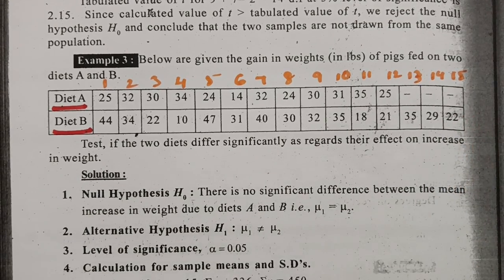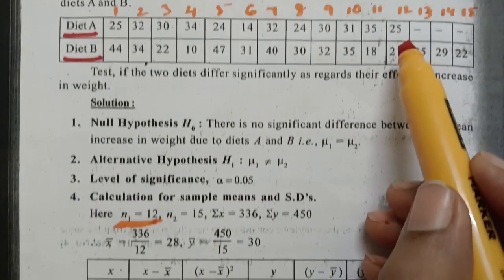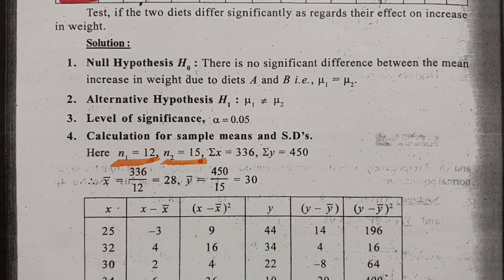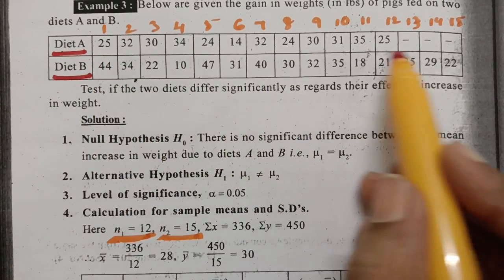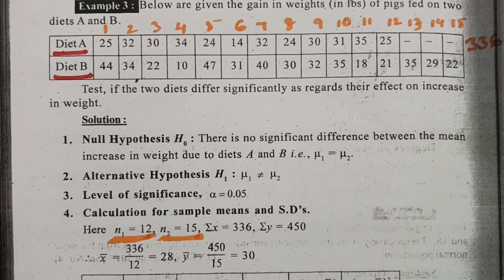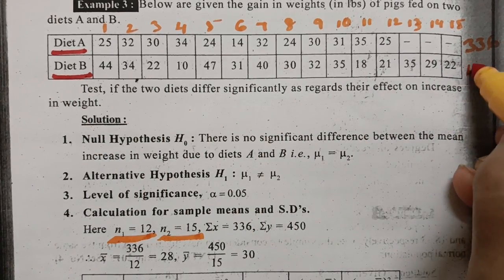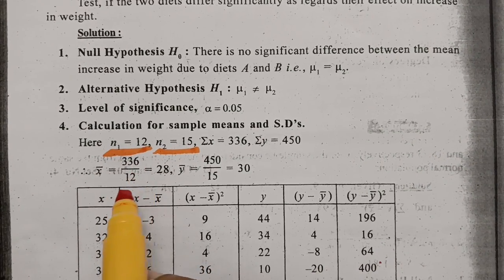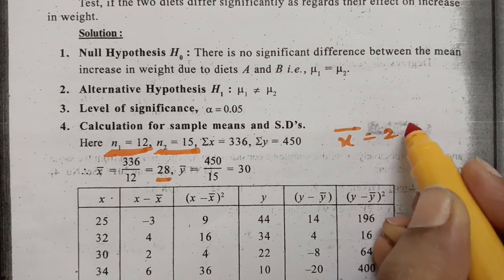And for diet B, sample 2 has 15 values. So n1 is equal to 12 here, with values up to 12, and for diet B we have values till 15, so n2 is equal to 15. Now sigma x: we add up all these values, and after addition the value is 336. For diet B, after adding all these, the value is 450. Now we have to find the means. The mean is 336 by 12, which is equal to 28. So we got x bar equal to 28.